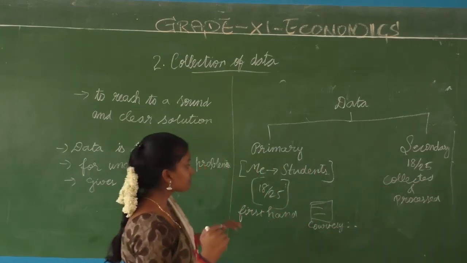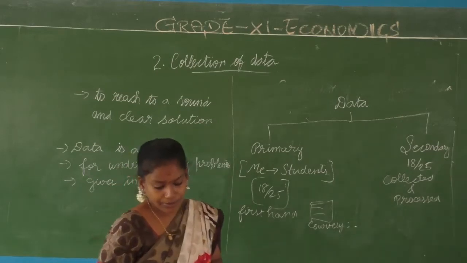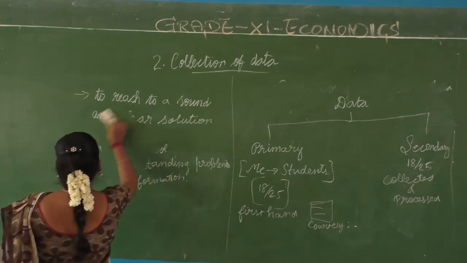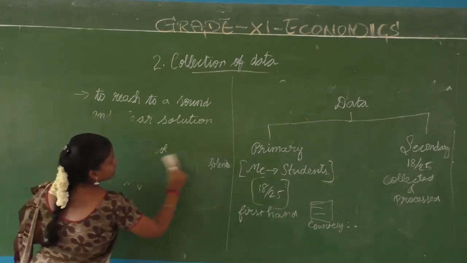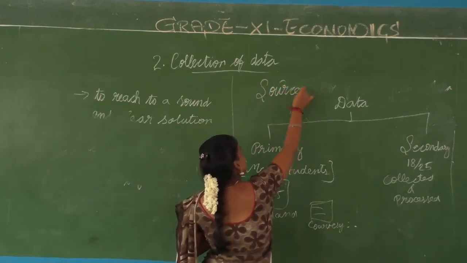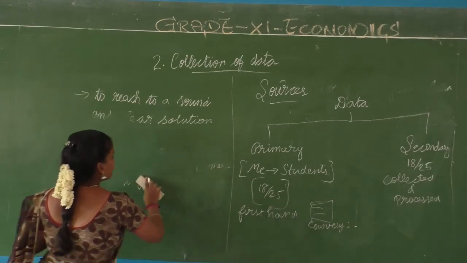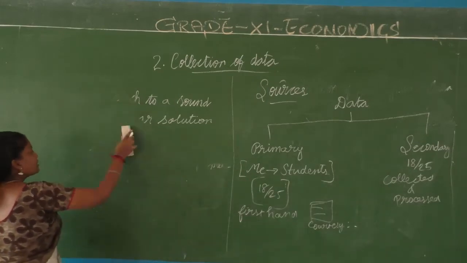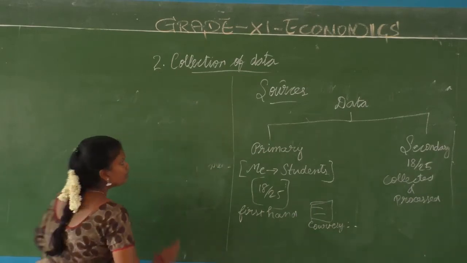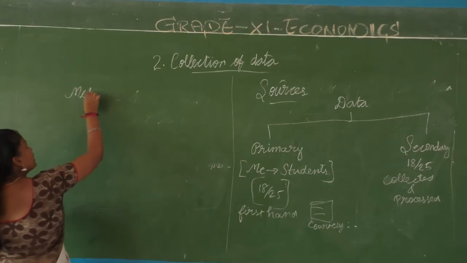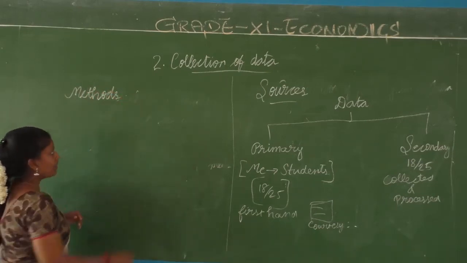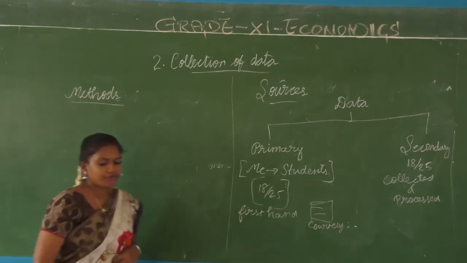Alright children, fine. We are going to move into the next part: how can we collect the data? What are the methodologies for you to collect the data? So far we have discussed the sources of data. Now we are going to discuss the methods of collecting data. In this case, we are going to talk about primary data. Methods of collecting data.